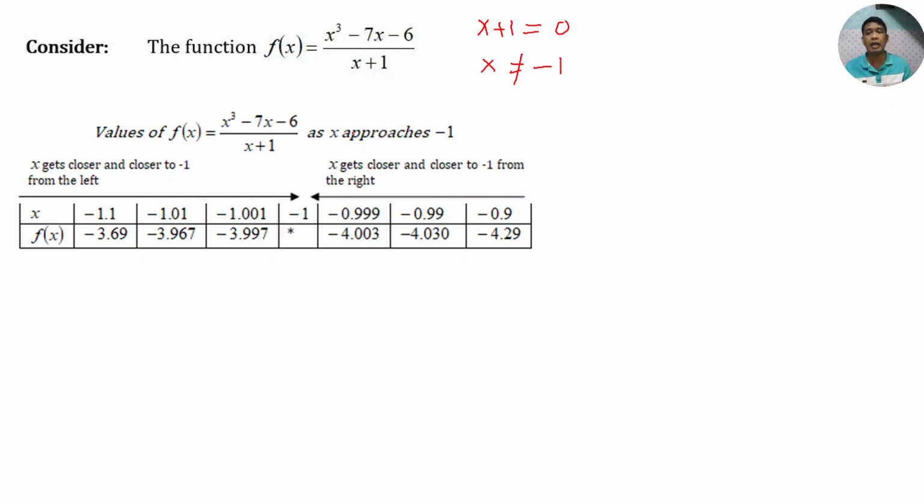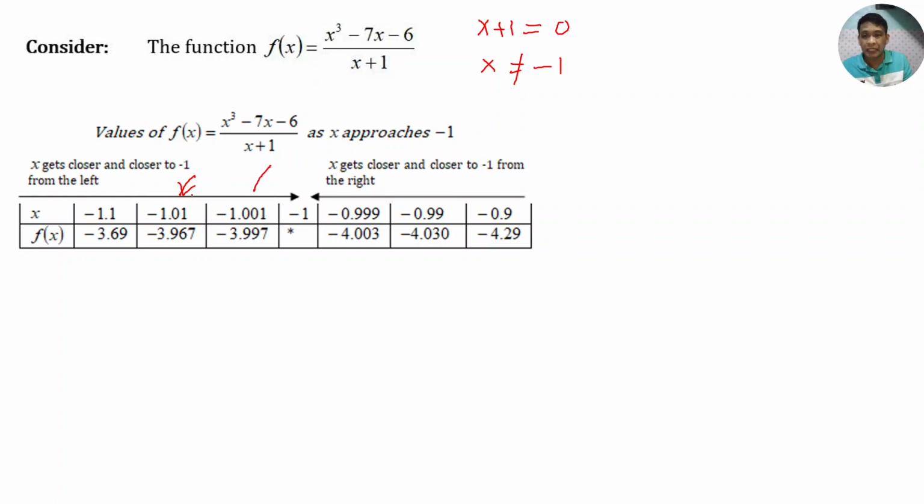So as we notice na kapag nag-substitute tayo ng negative 1.1 sa original function natin, so that is negative 1.1 cubed minus 7 times negative 1.1 minus 6 all over negative 1.1. So, ang makukuha nating value ay negative 3.69. Doing the same, habang papalapit tayo dun sa negative 1, negative 1.01 naman. So, substitute natin siya dun sa ating f of x. Ang makukuha natin ay negative 3.967.